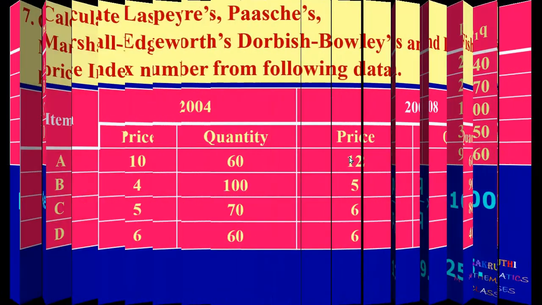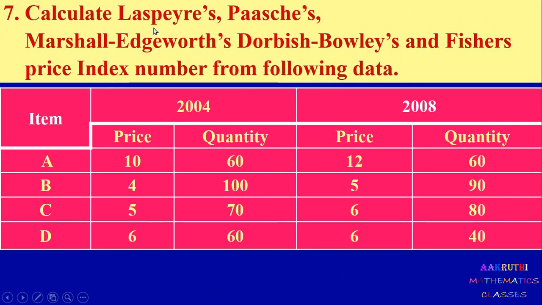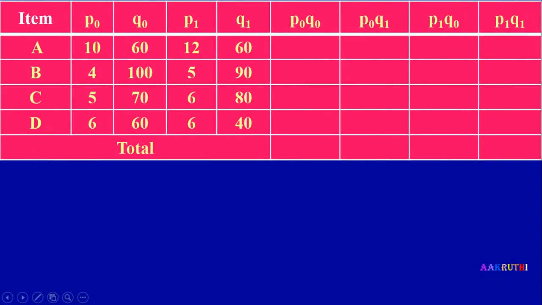So next problem: calculate Laspeyres, Paasche's, Marshall-Edgeworth, Drobisch-Bowley and Fisher's price index numbers from the following data. Here you have to calculate all the price index numbers from the given data. 2004 is the base year, 2008 is the current year. Base year price is P0, base year quantity is Q0, current year price is P1 and current year quantity is Q1. So here we write P0, Q0, P1, Q1 and we calculate P0Q0, P0Q1, P1Q0 and P1Q1.